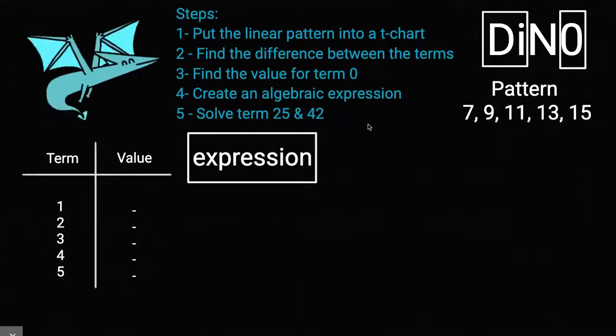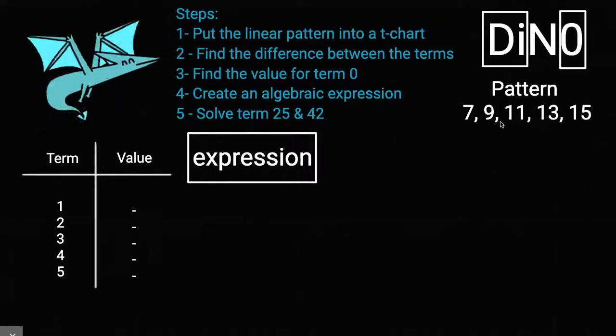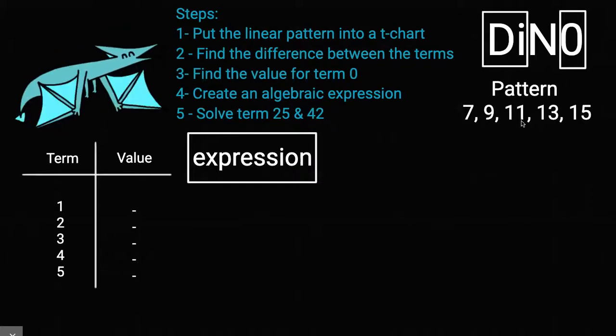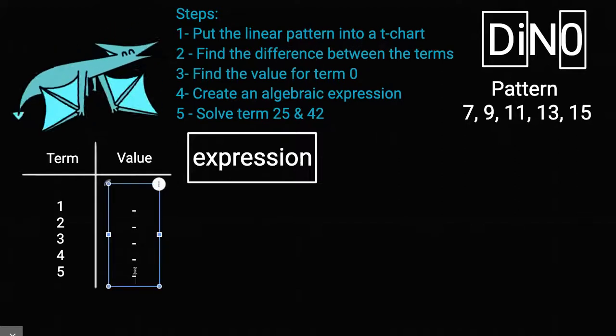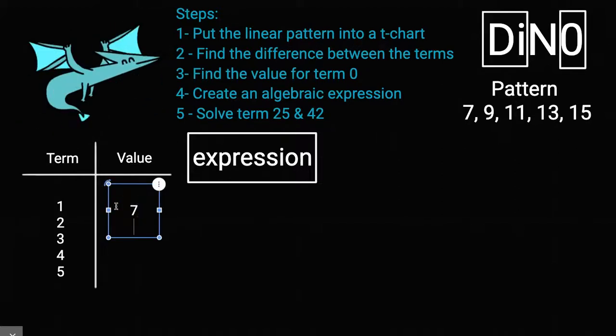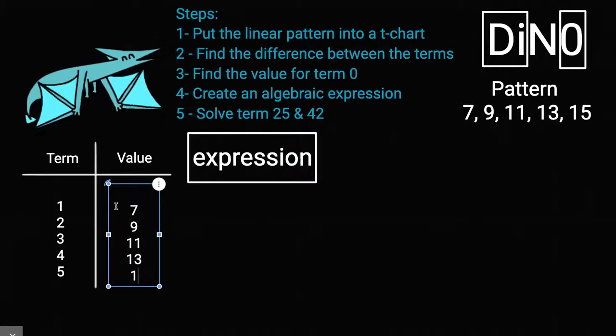Awesome. We are now on question 8. So my pattern this time is 7, 9, 11, 13, 15. Step 1, put the linear pattern into a T-chart. So let's do that. 7, 9, 11, 13, 15.